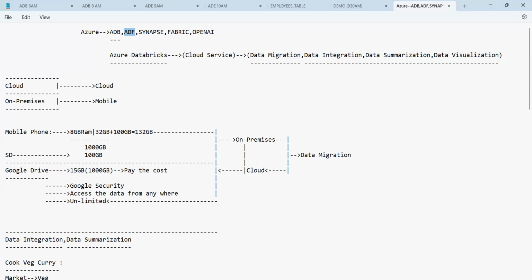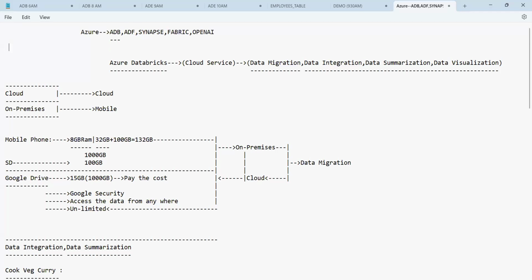And with ADB, we can perform the same tasks using PySpark. PySpark is nothing but the combination of the flavor of Python with Spark. So we are going to use PySpark coding to perform the same tasks: data migration, data integration, data summarization, as well as data visualization.